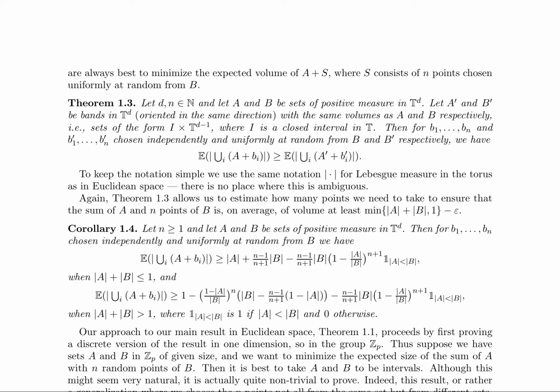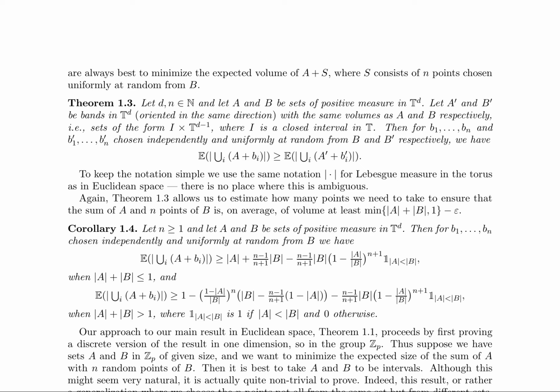Theorem 1.3 establishes that for A and B with identical volumes as bands A* and B*, in T^d, the expected volume of the sum of A and n points from B is at least the expected volume of the sum of A* and n points from B*. This theorem enables the estimation of the number of points needed to ensure that the sum of A and n points from B has a volume of at least min(A + B)(1 - epsilon) on average.